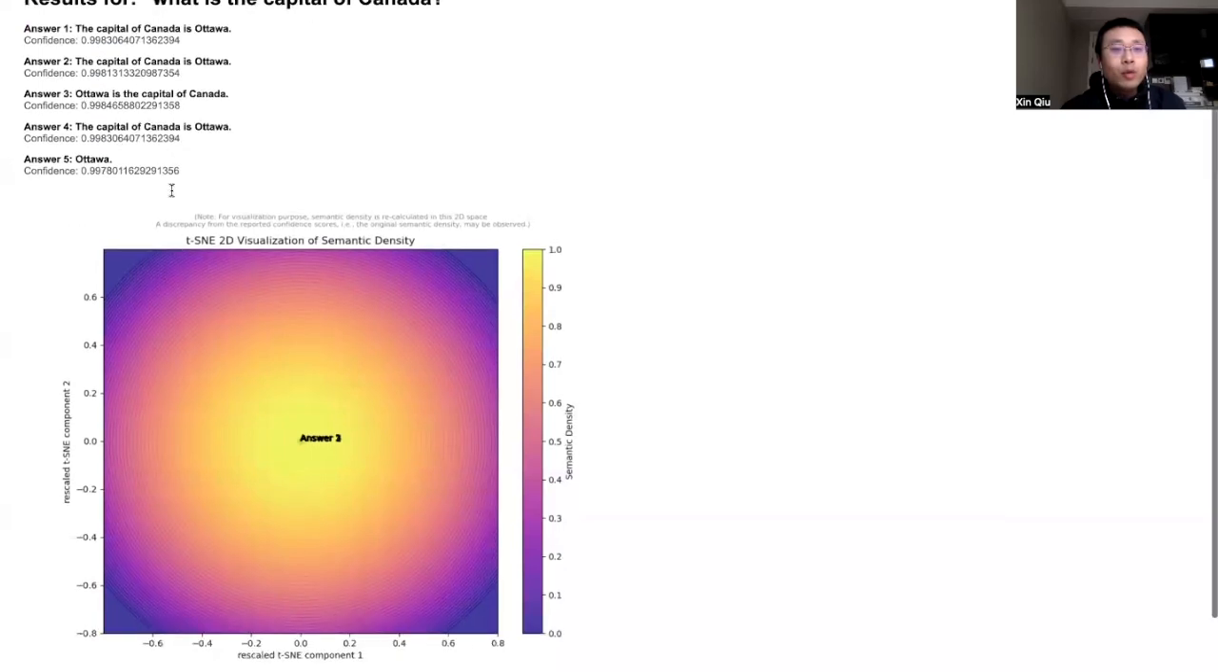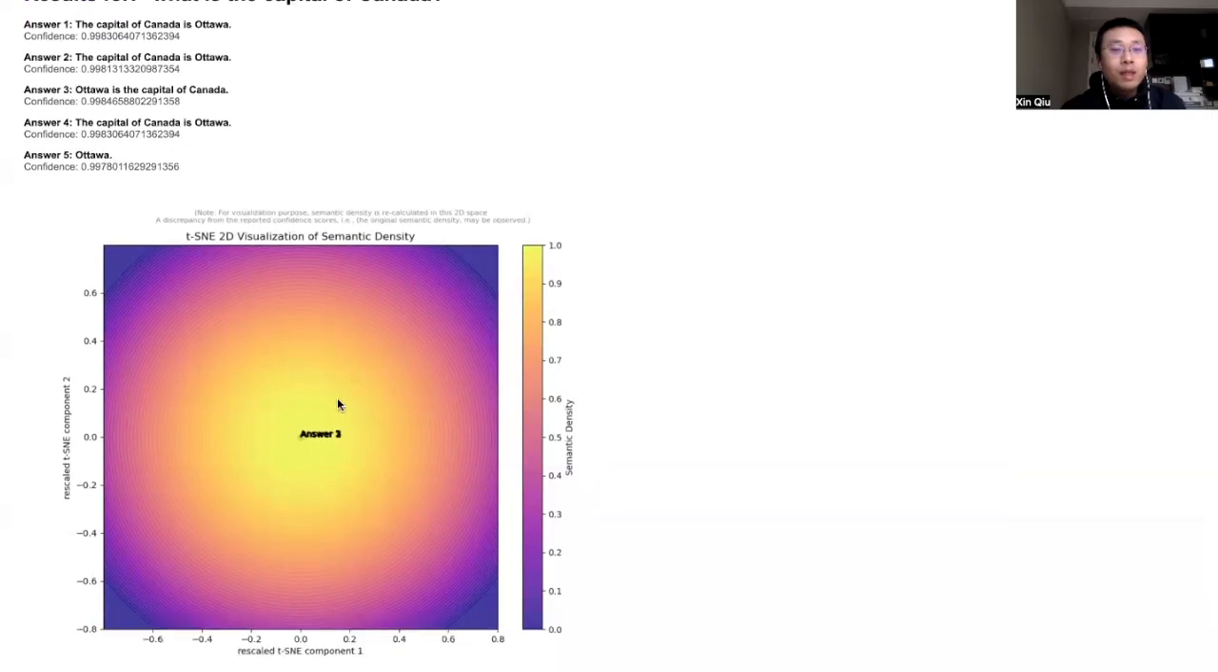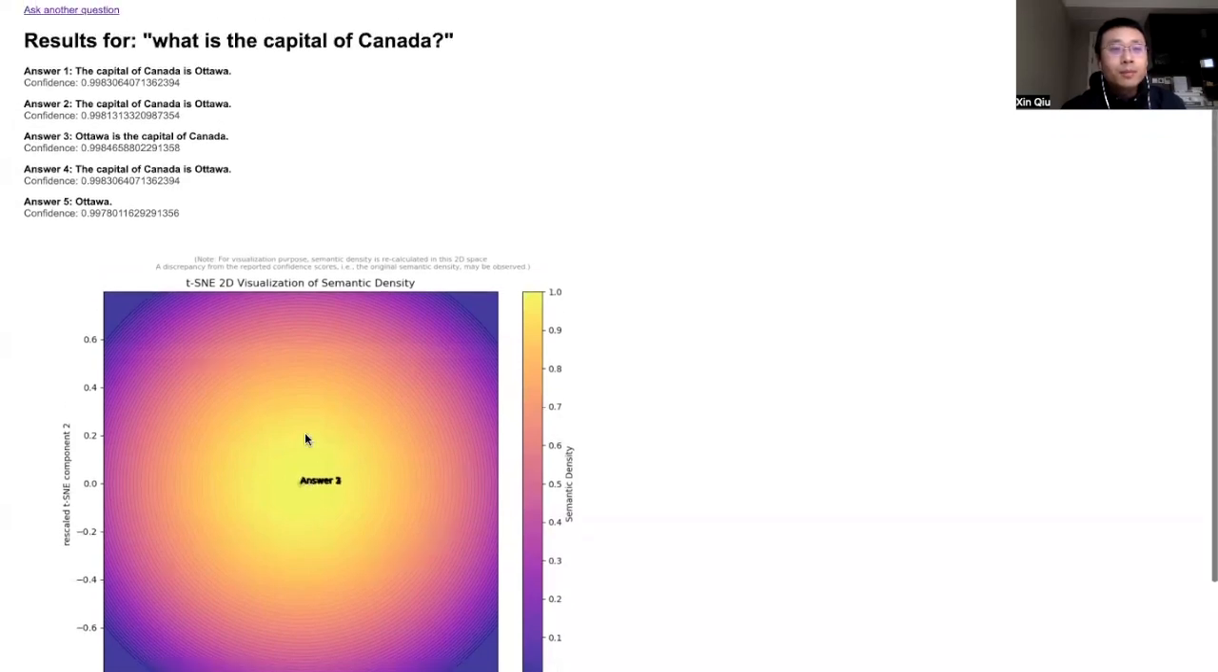question. And if we look at this 2D visualization of the semantic space, we can see that all the 5 answers are centered on the highest semantic density region. This means that the answers are very trustworthy and the language model is very confident about the answers to these questions. So you can try to type the questions you want to ask and see whether these confidence scores make sense to you.